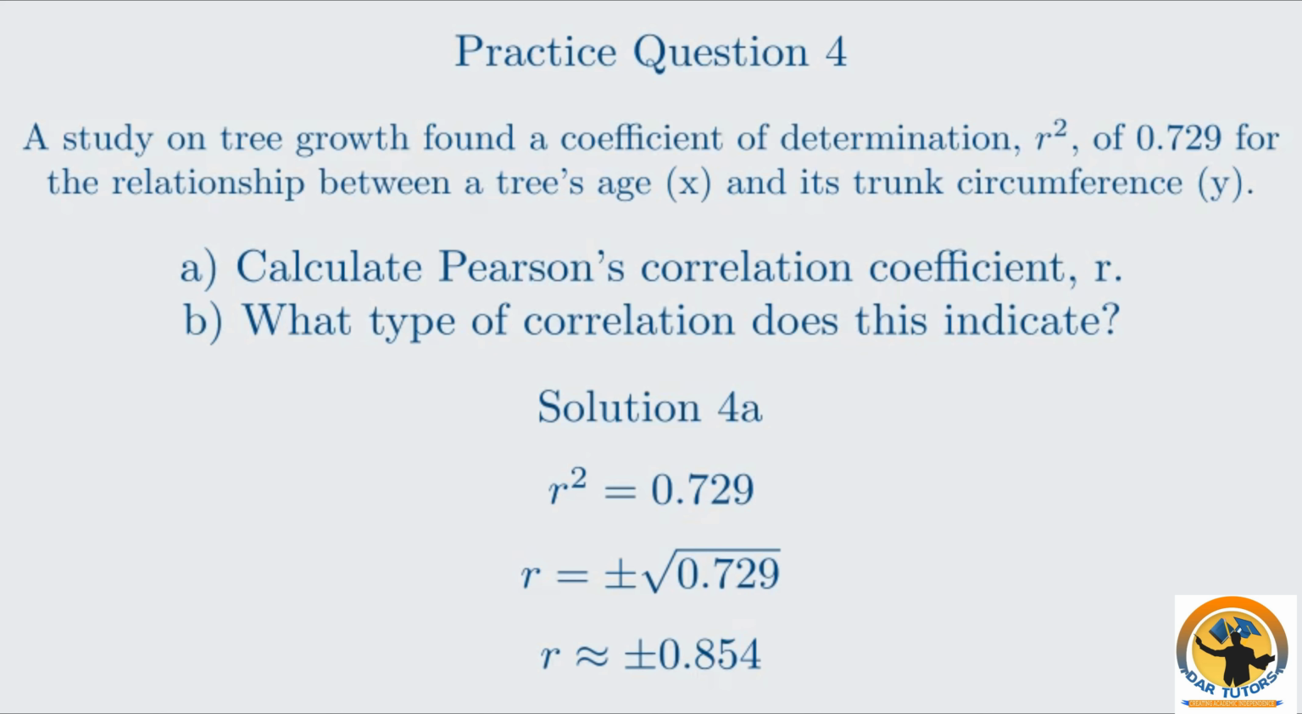Notice here that because the context is tree growth, we assume a positive correlation, as trees tend to grow larger with age. If there was no contextual information, we would typically give both the positive and negative roots.